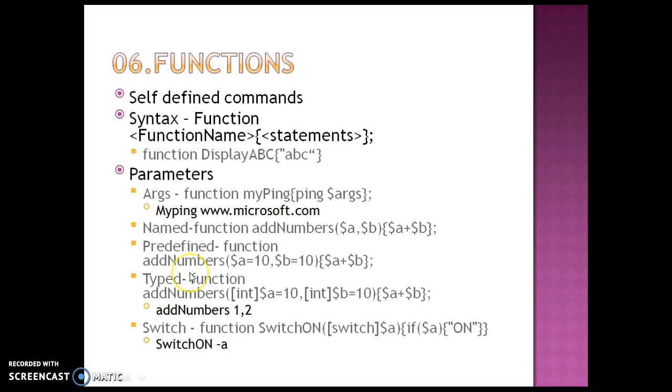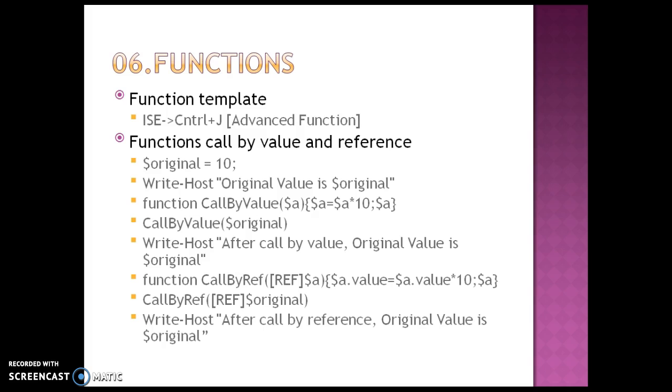Suppose you want to return the value of a function, you have to use the return keyword. And you might want to pass parameters of specific data types. For that, you need to type them using the int or string keyword within square brackets. A switch parameter is a special type of parameter which indicates that in its presence you can do some command. If in its absence, you need not do anything. So for a function template, we have to use Ctrl+J. Let's go ahead with that.